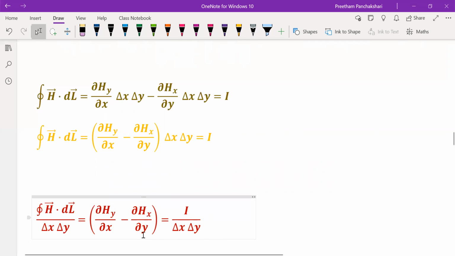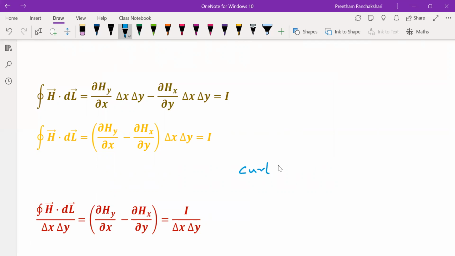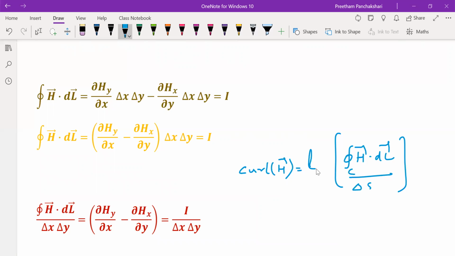So now we can consider some definitions at this point of time. As I said, we have a definition of curl H, which was discussed in the previous video in detail, which is given by the circulation of H, or the integral of H over the closed path, divided by the area delta S, as the area tends to 0. This is the definition of the curl H.